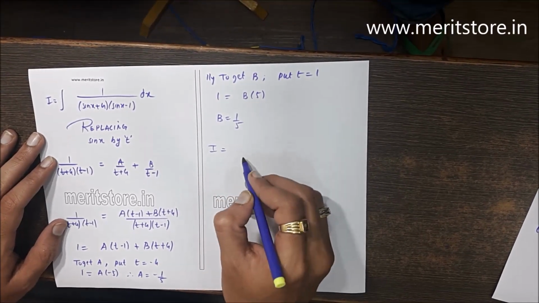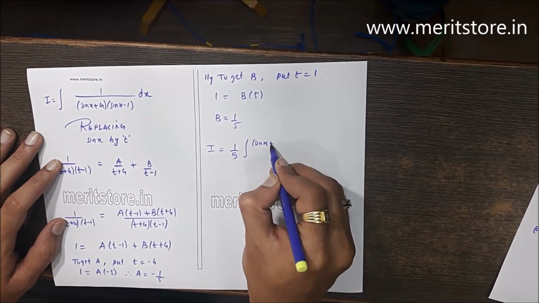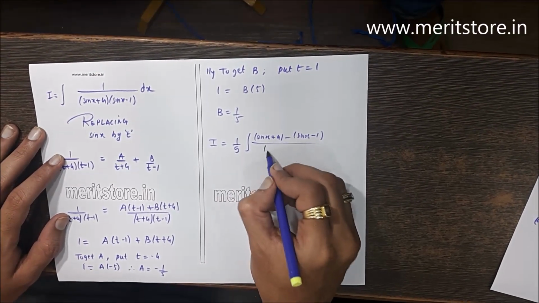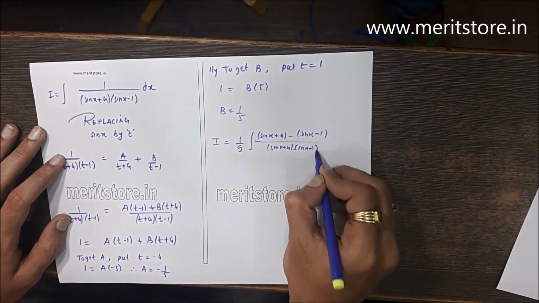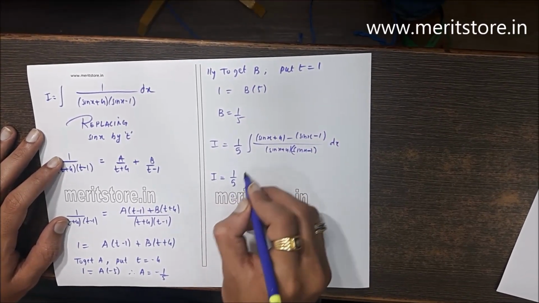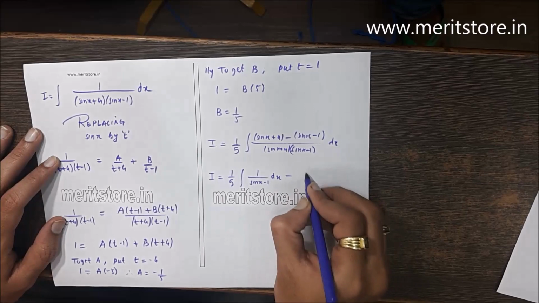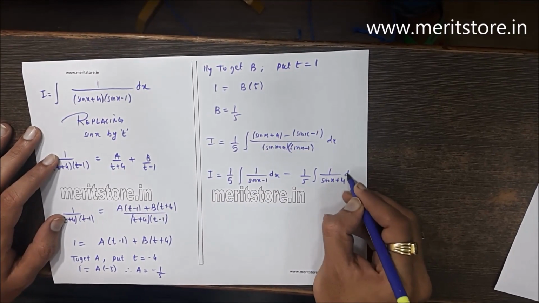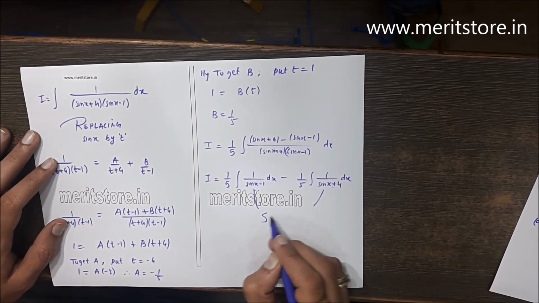The entire integral will look something like this: 1 by 5 integral of (sin x plus 4 minus sin x minus 1) upon (sin x plus 4) into (sin x minus 1). Splitting the terms with that partial fraction, I'll get 1 upon 5 integral of 1 upon (sin x minus 1) minus 1 upon 5 integral of 1 upon (sin x plus 4). Now, both these integrals are of the category sine cosine A.